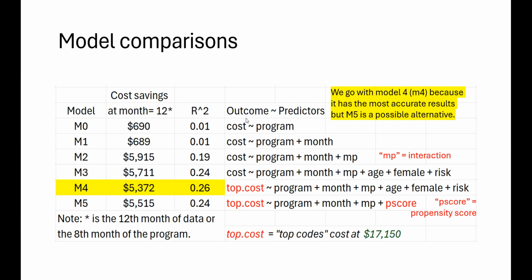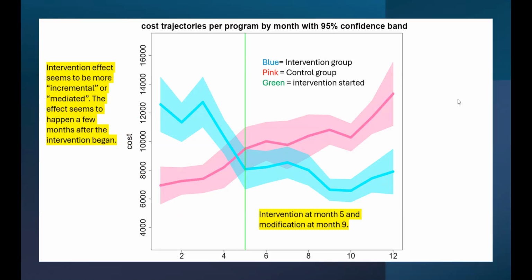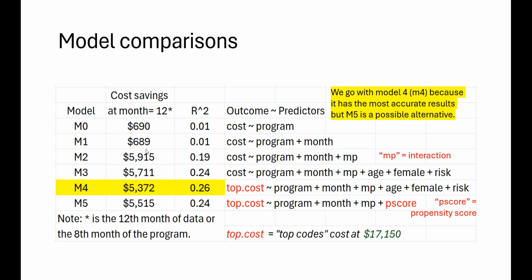And so in this table, I'm looking at 6 different models. We begin by looking at cost predicted by program, and we see that cost saving is $690. For the other models, I'm going to look at the cost saving at the 12th month, which is at the end of this graph. That's a difference just on raw data. It's a difference between a little over 13,000 compared to a little under 8,000. So $690 doesn't seem to quite match what we're seeing in the data.